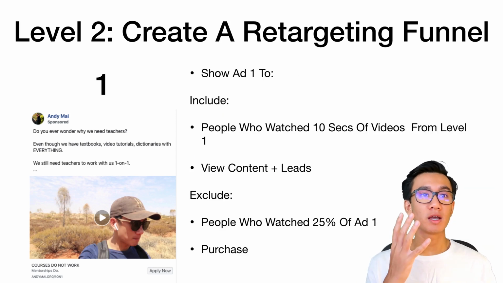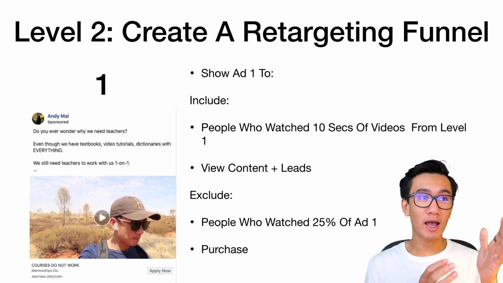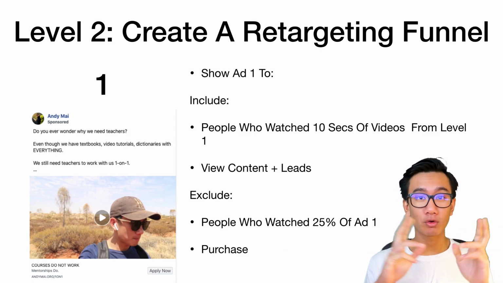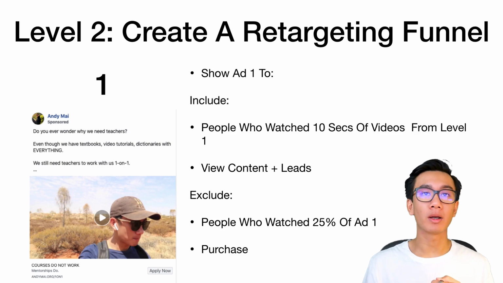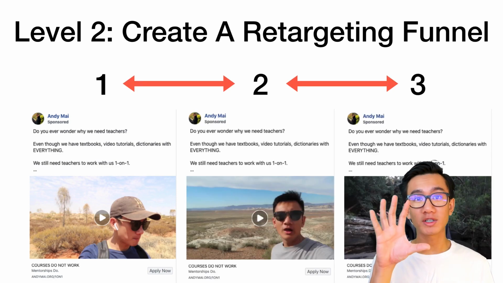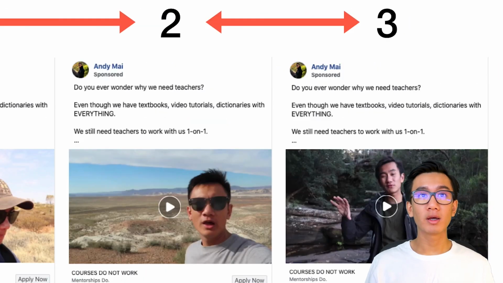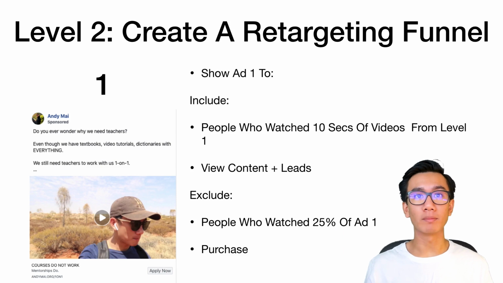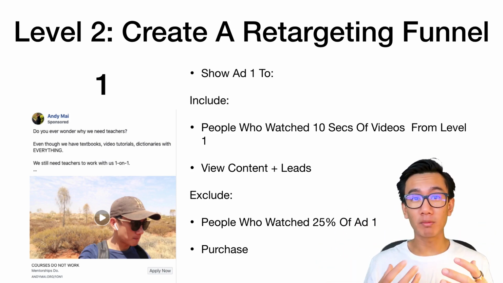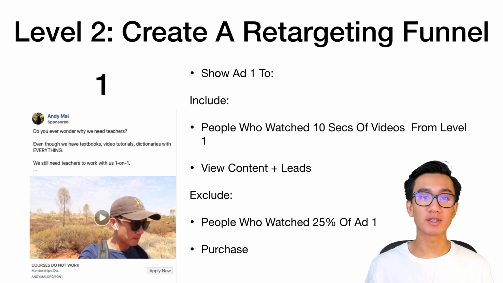So what I'll do on level 2, when I create a retargeting ad for ad number 1, is go ahead and create a new campaign called the retargeting campaign for ad number 1, and it will be for people who watch 10 seconds of any videos from level 1. So if they watch 10 seconds of 1, 2, or 3, they'll then be shown ad number 1. As well, I'll include people who viewed content or became a lead, but didn't purchase. I'll also retarget them with this ad.